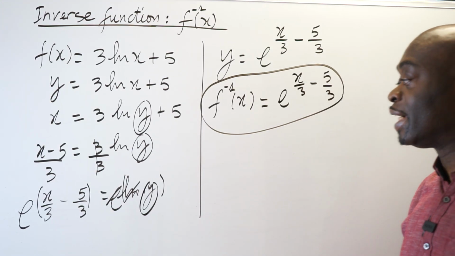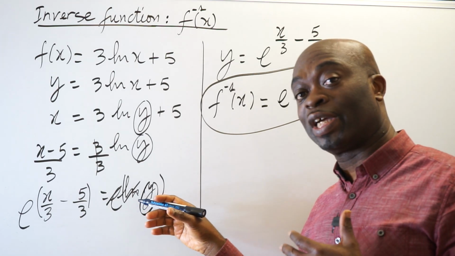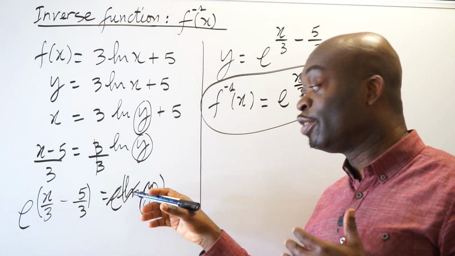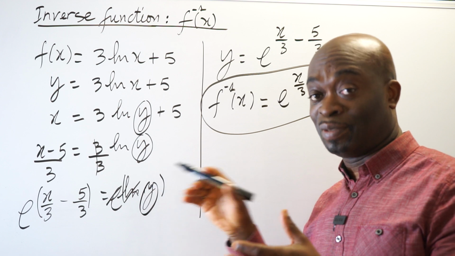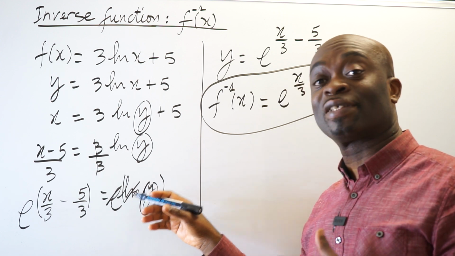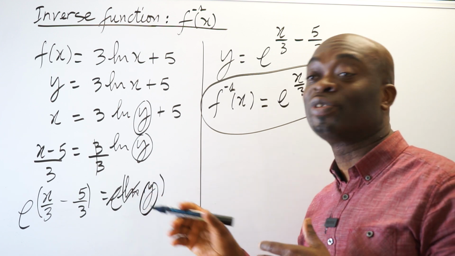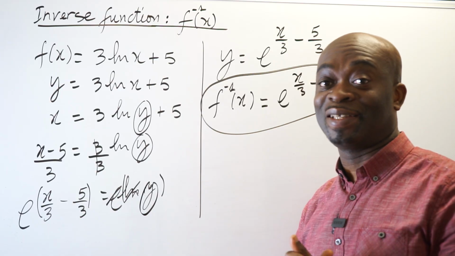So remember one thing again. Anytime you want to cancel the ln function, use the exponential. The other way around, if you want to cancel the exponential function, you use the ln function. And that's the key.